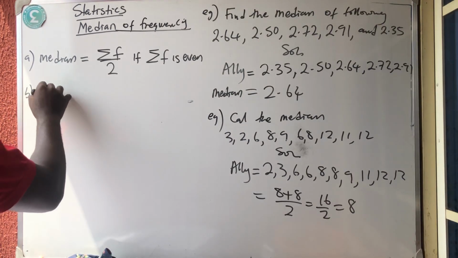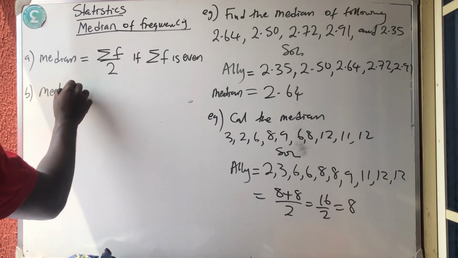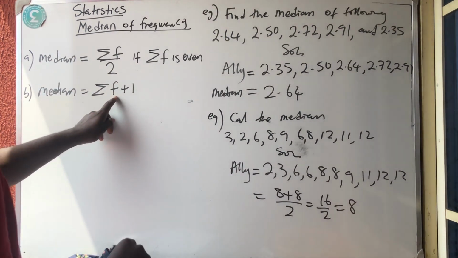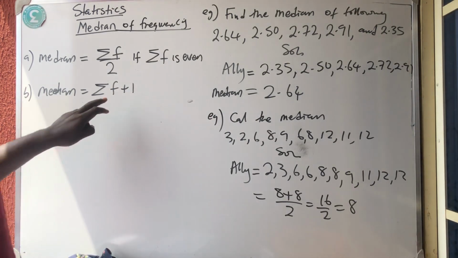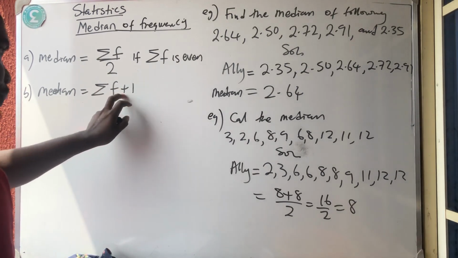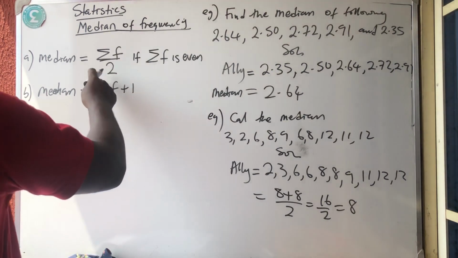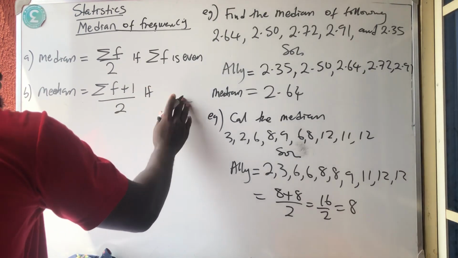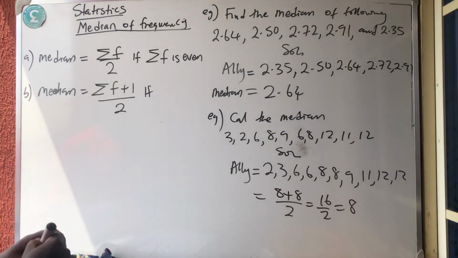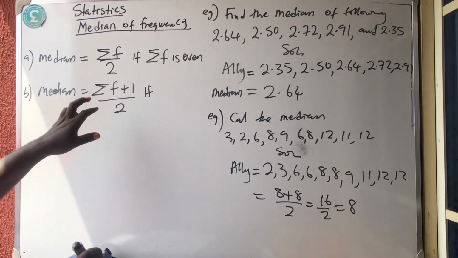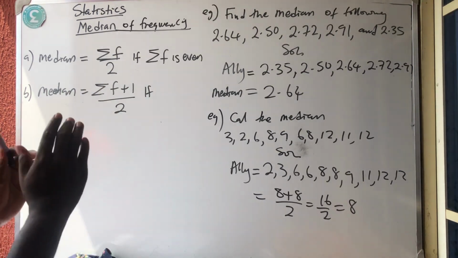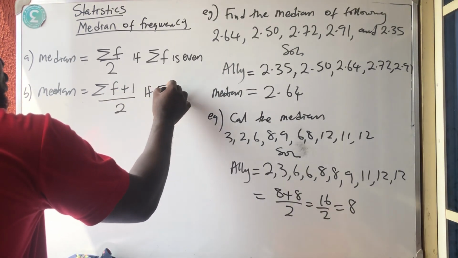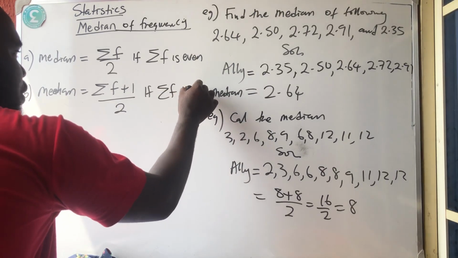But if it is odd, you use this one. The median becomes the summation of f plus 1, all divided by 2. Get the summation f first, then add 1, now divide by 2. Why do we use this? Because we don't want it to give us decimal points. That is why after getting the summation, we add 1 so that it will be an even number again, then divide it by 2. So we use this formula when the summation f alone gave me an odd number.